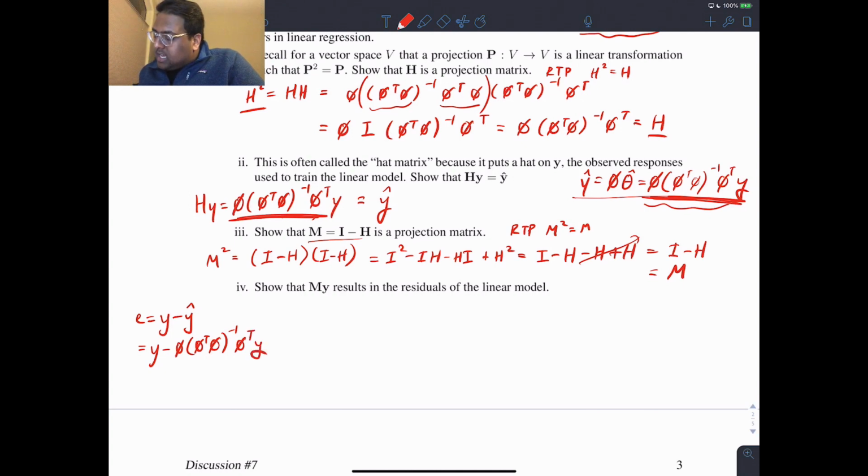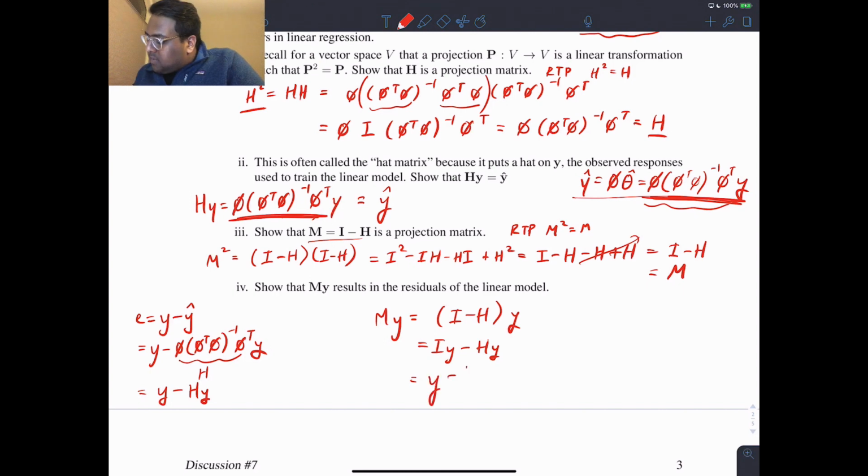Okay, and as we've come to expect, this term over here is H, so we really want to show that the error is equal to Y minus HY. Okay, so let's look at MY. We know M is just I minus H times Y, and this gives us IY minus HY. And remember, multiplying a vector or a matrix by the identity doesn't change it, so we have Y minus HY, which is what we have over here, which is what the errors or the residuals themselves are.